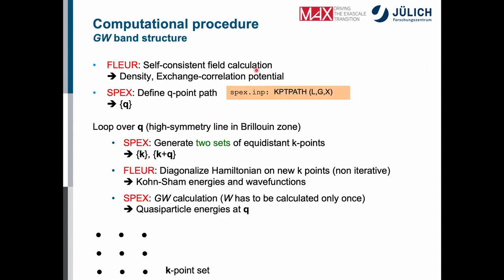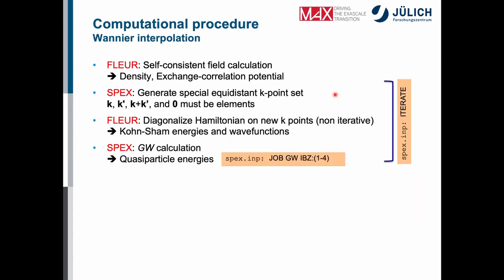The calculation of GW band structures is less straightforward than in DFT, because due to the special form of the k-point set, we cannot add arbitrary q-points to it. However, we can add a single arbitrary q-point, provided that we also include all shifted k-points. Then, for each new q-point, we would have to run in this order SPEX, FLEUR, and again SPEX. To simplify the procedure, there is a shell script, spex.band, that runs SPEX and FLEUR automatically for the whole list of q-points. A simpler approach to calculate GW band structures is with Wannier interpolation.